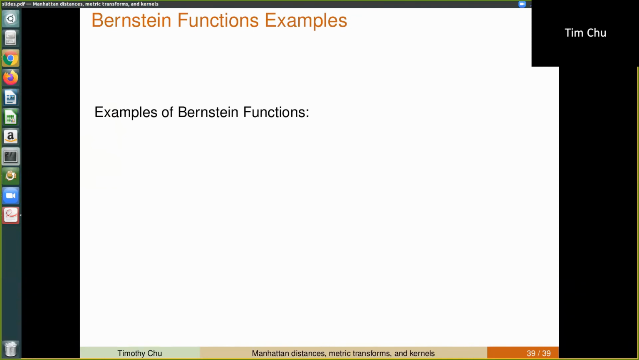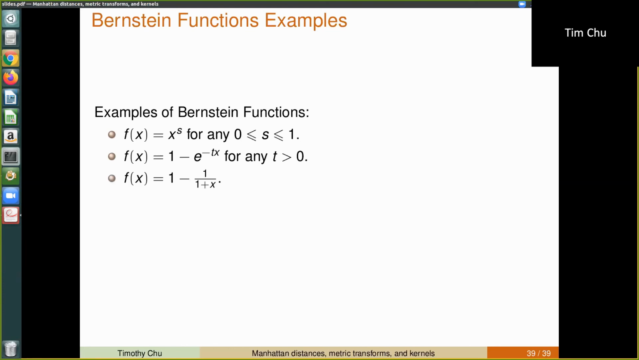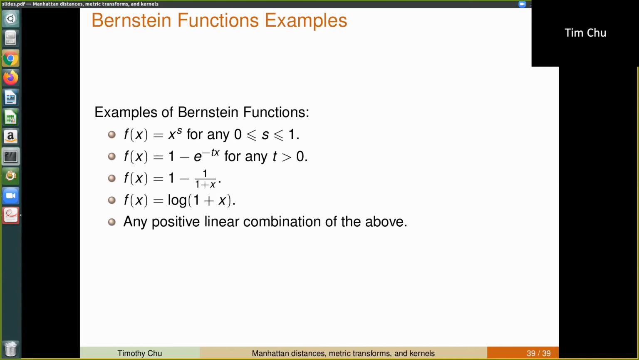So let me give you a couple examples of Bernstein functions, which include the square root of x. So x to the s for any s between 0 and 1 is a Bernstein function. So is 1 minus e to the negative tx for any t greater than 0. This fact is deeply related to Gaussian kernels, which was mentioned at the beginning. We've listed a couple more functions here, but you can verify by taking successive derivatives that their signs will alternate. It's a cool exercise to do. You can just try it for x to the 1/2. Also, any positive linear combinations of the above should also work.